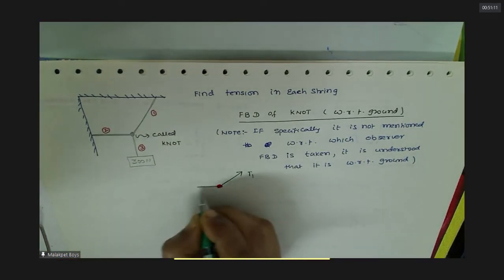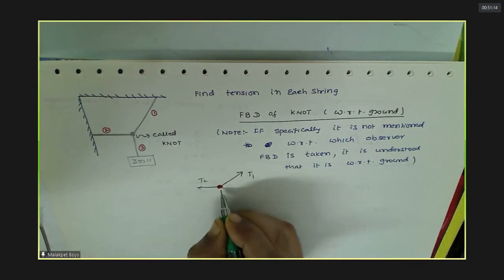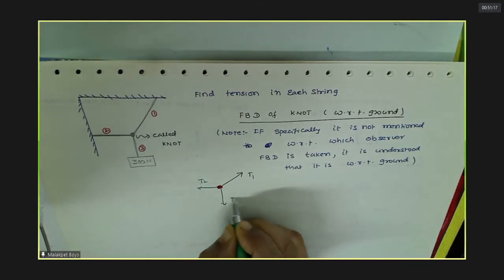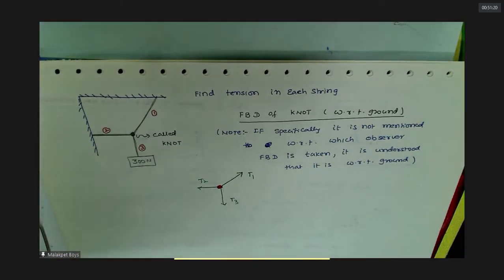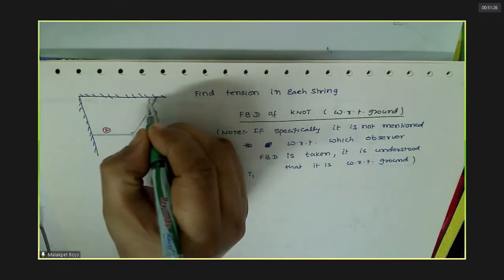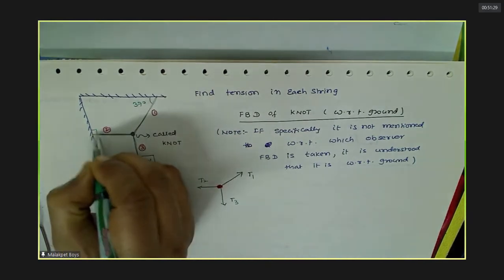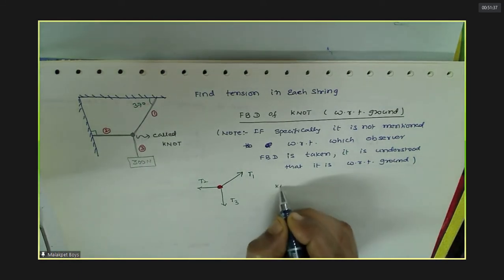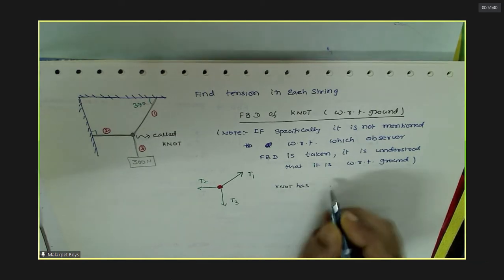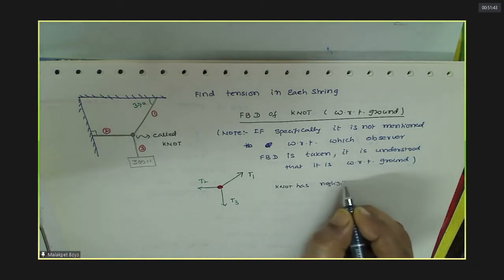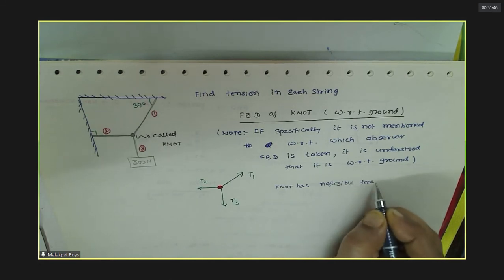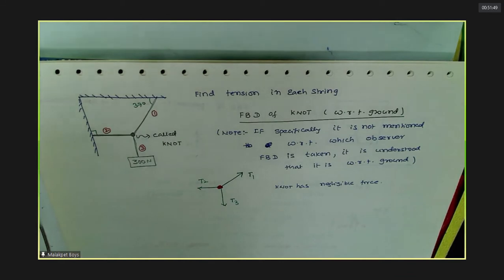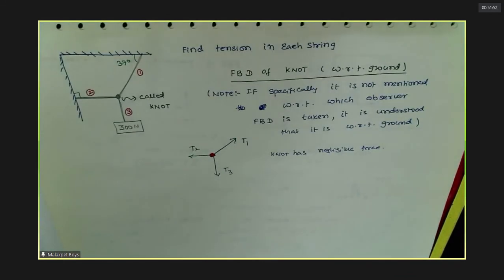This knot is being pulled like this or not. Tension is always a pulling force. This is T3. Any doubt is there? Okay, he has given this as 37. Understood it? Now you can see that the knot is having negligible mass. That's why we are not showing mg. Clear?